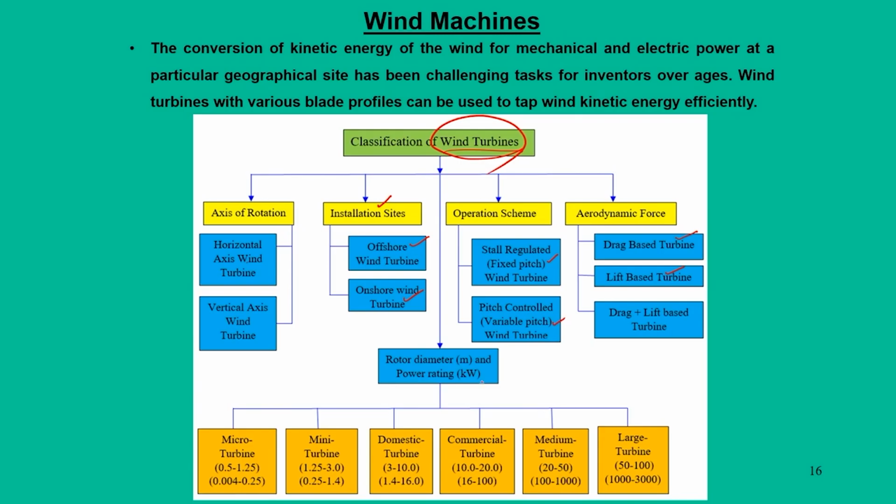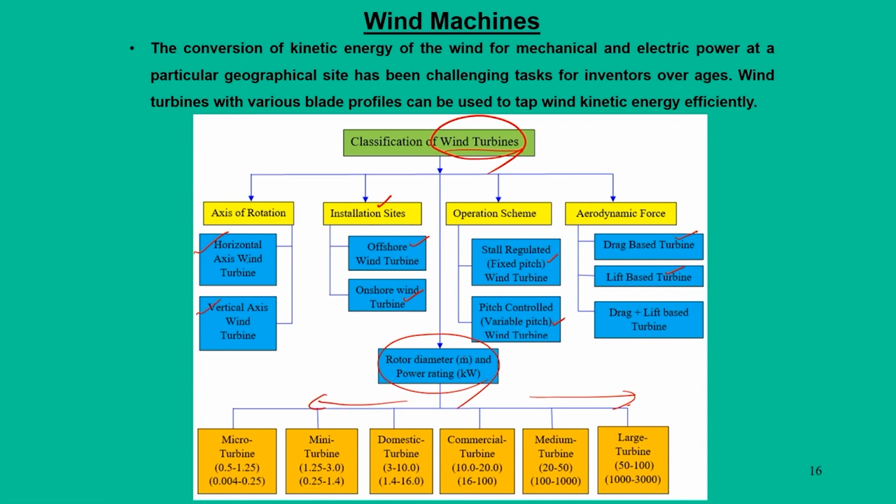Another important aspect is rotor diameter and power rating. They fall under different groups from micro to large scales, and typically the large scale is taken care of by horizontal axis wind turbines, but when you go to the lower side, this is taken care of by vertical axis wind turbines.